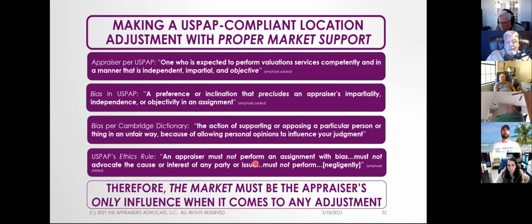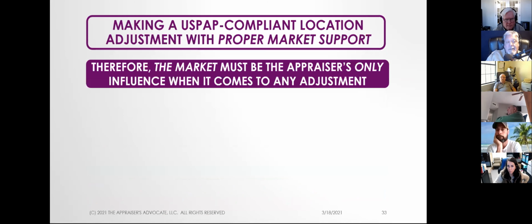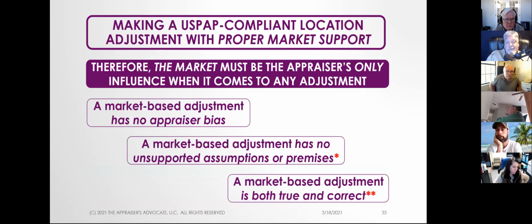So when we talk about bias, yes, we're talking about race, religion, and so on. But we're also talking about anything that is going to cause the appraiser to prefer or incline him or herself away from impartiality, independence, objectivity, etc. And the point we're trying to make is the appraiser must be influenced by nothing other than the market. That's the only thing that can influence the appraiser. That's the only muse that can whisper into the appraiser's ear, nothing else.